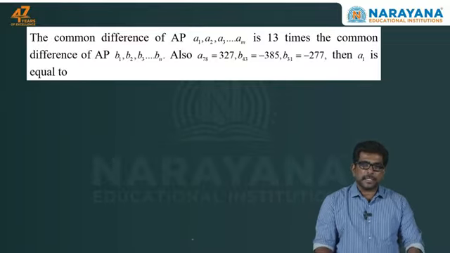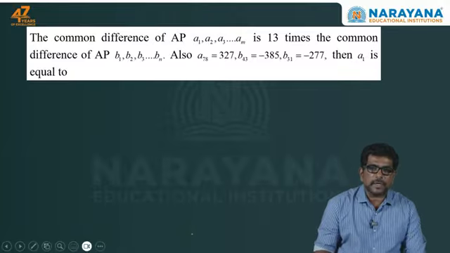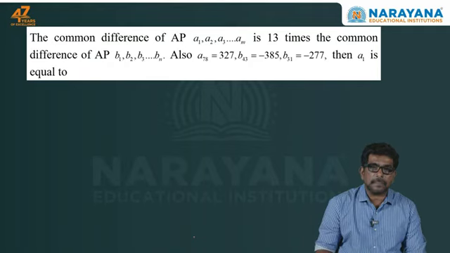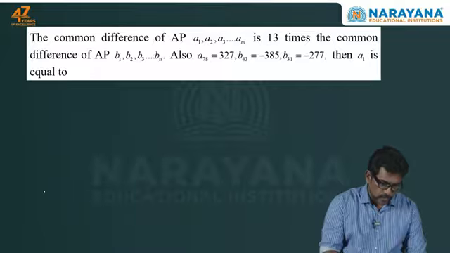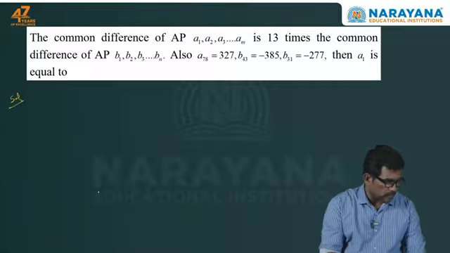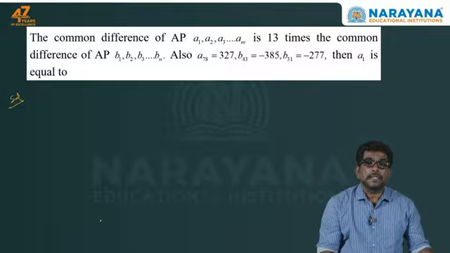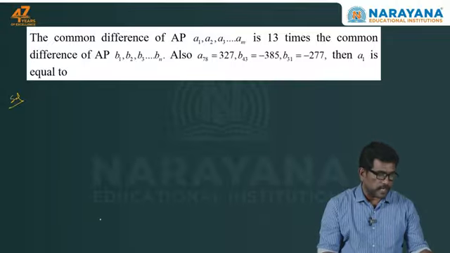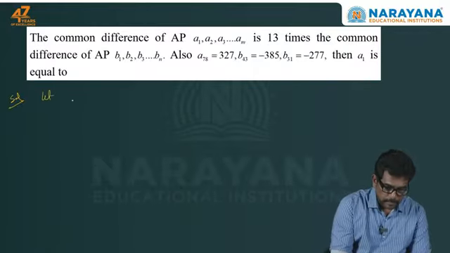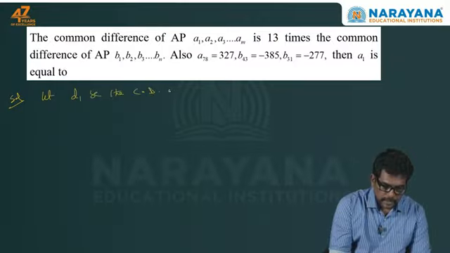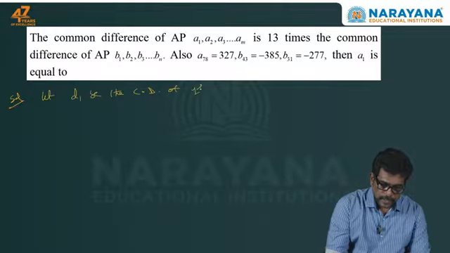The problem is related to sequences and series. Already we discussed one problem related to series, the exponential series, but this is related to the AP. We are already very familiar with the AP formula. So using the AP formula, one by one we are going to solve here. The common difference of the first AP is given. Let D1 be the common difference of the first AP.